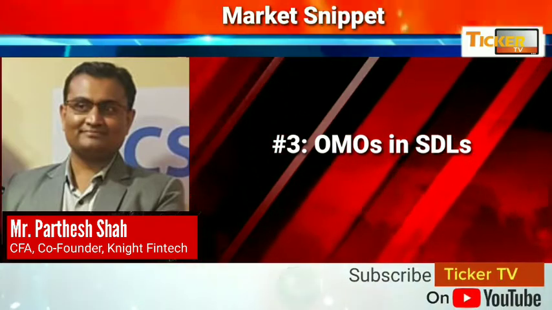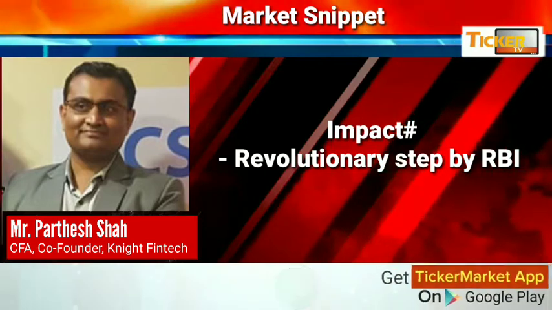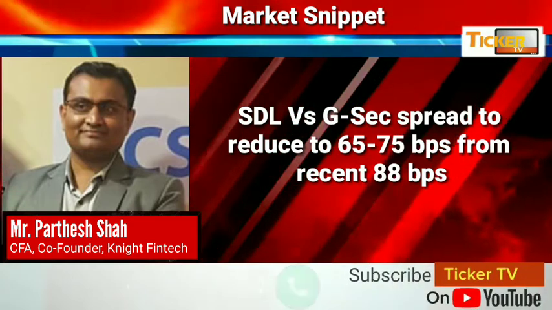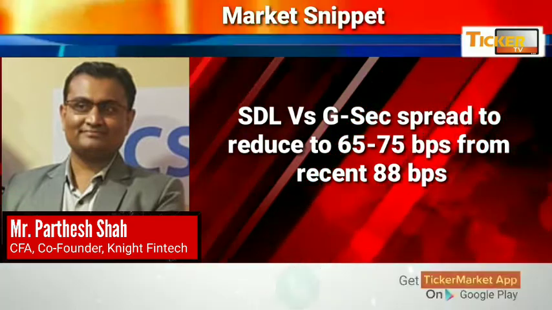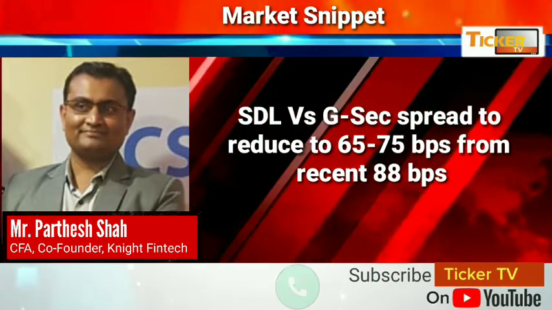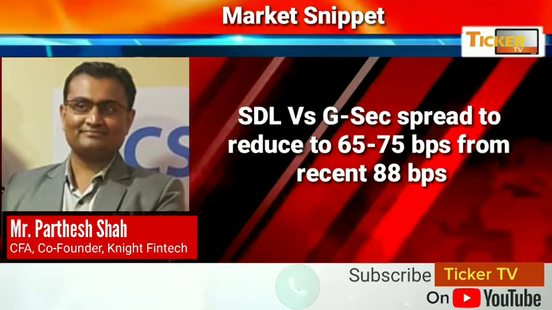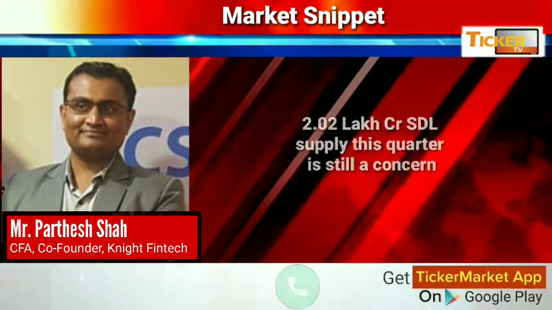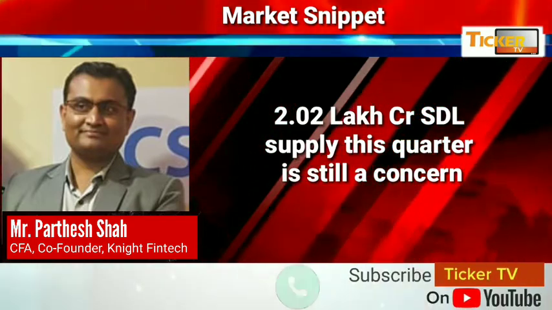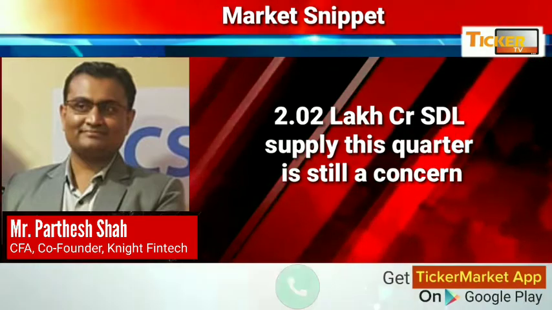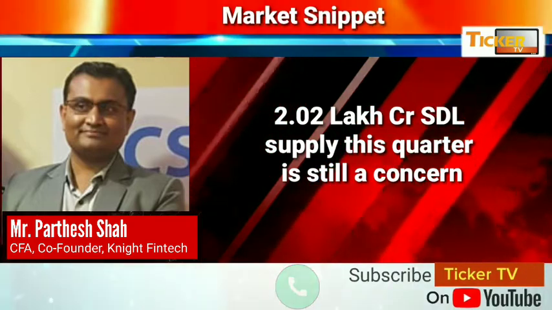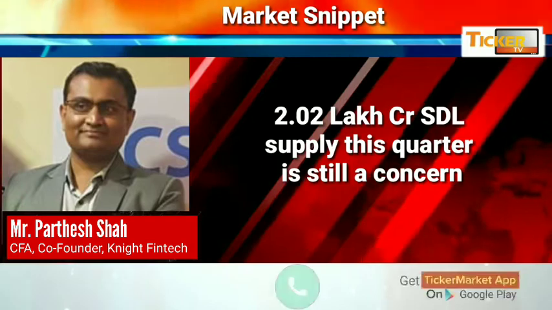This is a revolutionary step by RBI and have never been exercised before. The yields on the 10 to 12-year maturity decreased by 15 to 20 basis points on Friday itself, with the hope of further SDL GSEC spread reduction. We at Knight Research now expect SDL GSEC spreads to shrink a bit from the recent 88 basis point spread and will come back to 70 basis points. But there is a 2.02 lakh crore SDL supply this quarter, and majority of the banks are already done with the long-term buying. Also, the SDL OMOs from RBI will be a bit tricky, and we will have to watch out for more information from RBI.